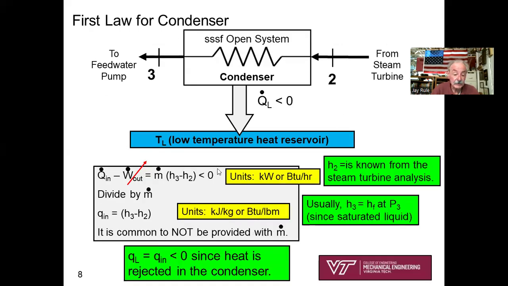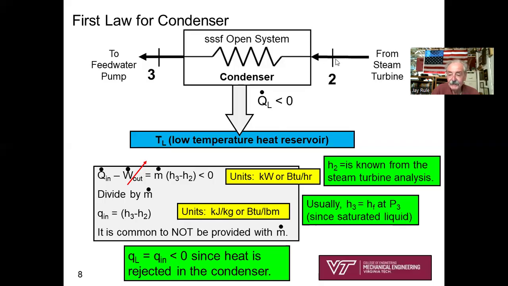And so here's our first law that we know we've got in our heads. Steady state, steady flow, one inlet, one outlet. We've got Q dot in. That's what we're looking for. Minus W dot out. That's 0 equals m dot times (H3 minus H2). Outlet minus inlet. And you're going to observe that when you crunch the numbers, H3 is going to be a smaller number than H2.